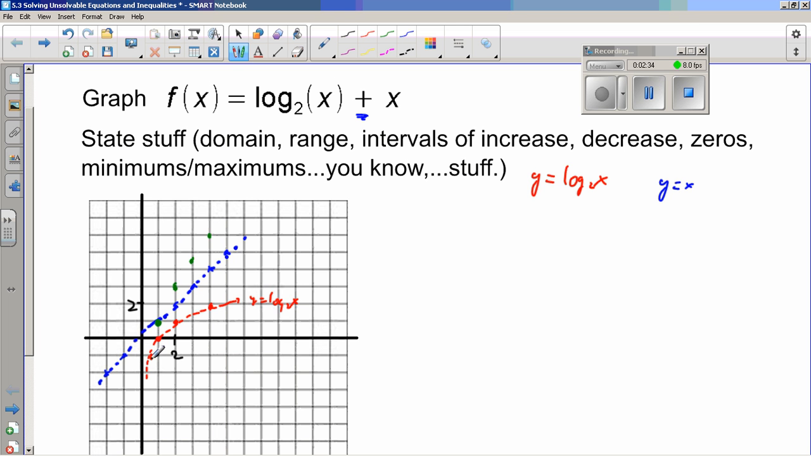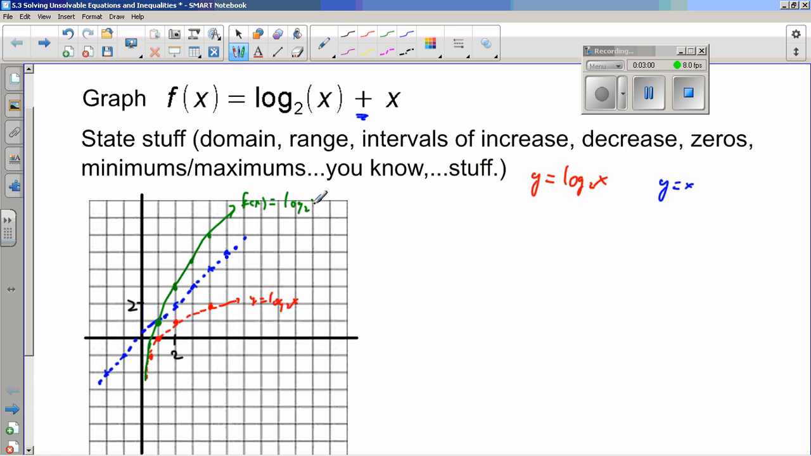So for instance, this one, this half, and what would that be? Half and negative 1, and this is a half and a half, right? y equals x is just a half and a half, so this is down here somewhere. And then I can get an idea of what this function looks like. This is f of x.